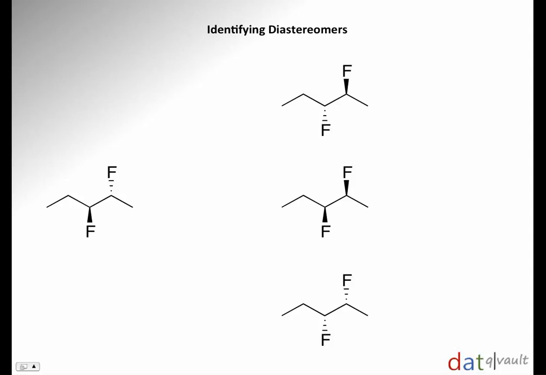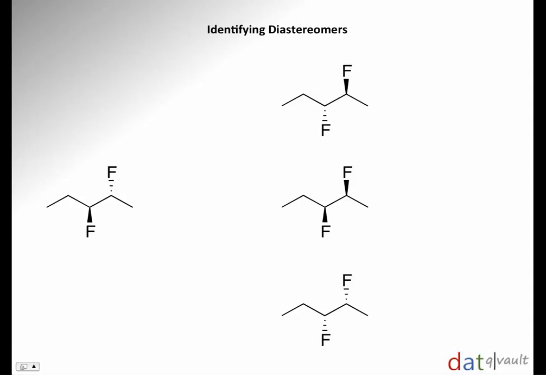So now we're going to try to identify what diastereomers are. Remember, the difference between a diastereomer and an enantiomer is that a diastereomer, again, has atoms that have the same connectivity in the molecule, but the 2 molecules are not mirror images of each other.